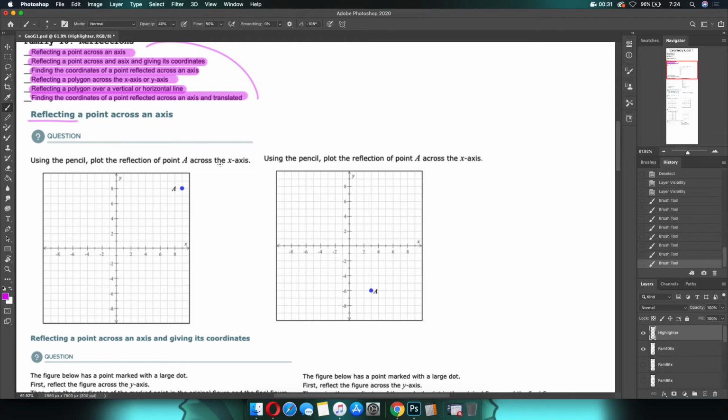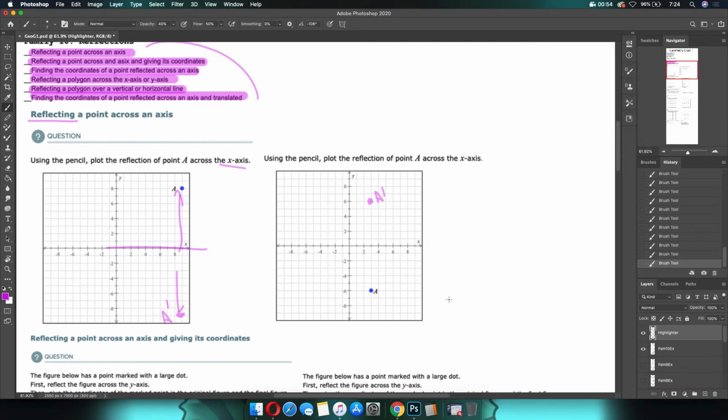So take this and reflect across the x-axis. Well, there's the x-axis. If it's 8 above, then I go 8 below. And there's going to be my point, my A prime. We talked about prime in the last video. Here we're reflecting across the x-axis again. So it is 6 down, which means we're going to go 6 up, and that's going to be my A prime.